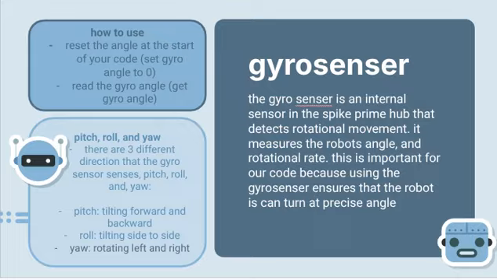Pitch, roll, and yaw. There are 3 different directions that the gyro sensor senses, which is again pitch, roll, and yaw. Pitch is when it tilts forward and backward. Roll is tilting side to side, and yaw is rotating left and right.